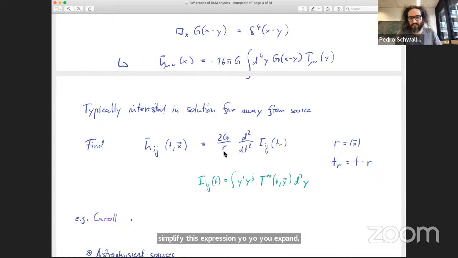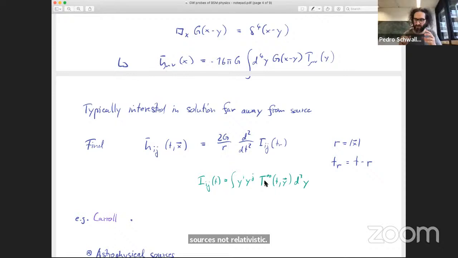And then you find that the field very far away from the source essentially falls off like one over the distance from the source, times the second time derivative of the so-called quadrupole tensor of the source, where this I_ij is the quadrupole tensor. So it's given by this integral down here of effectively the zero component of the metric. This is in the non-relativistic limit. So when your source is not relativistic, as for example, if you look at a system of two black holes orbiting each other sometime before they merge, before they speed up close to the speed of light.